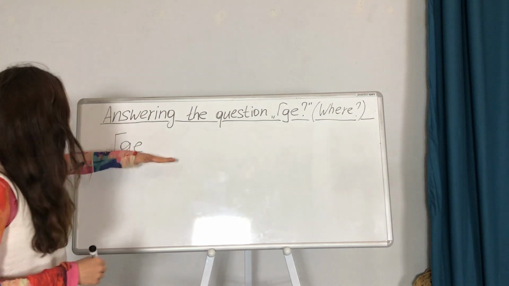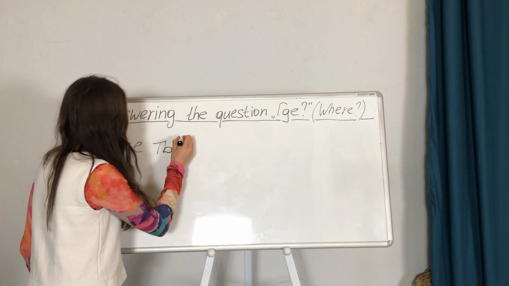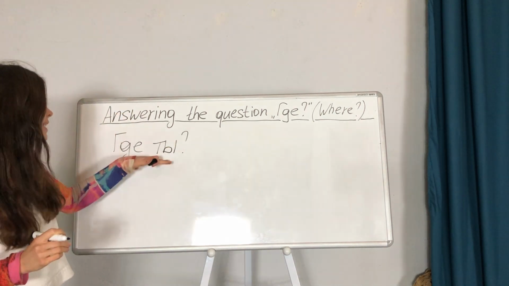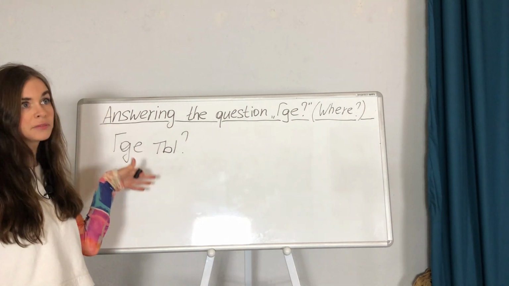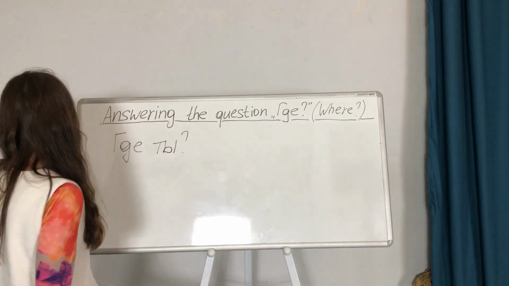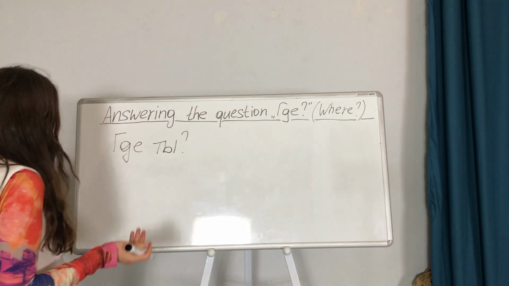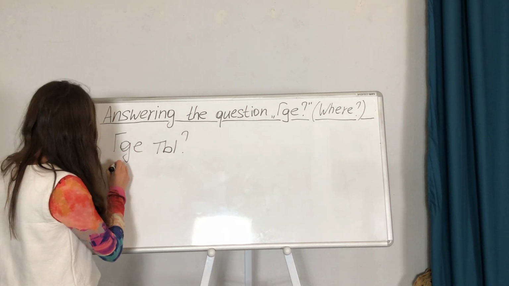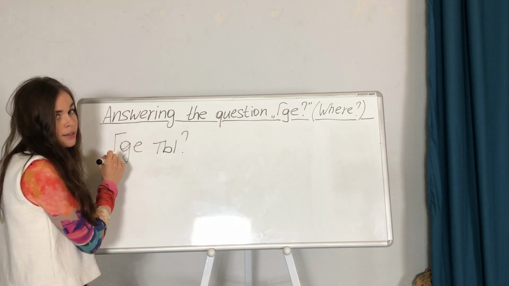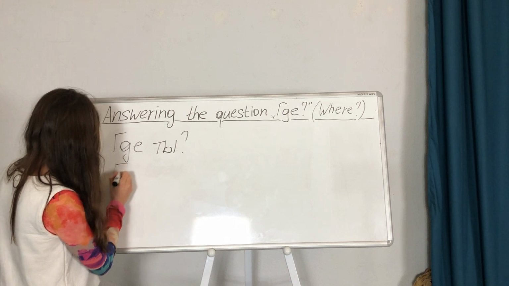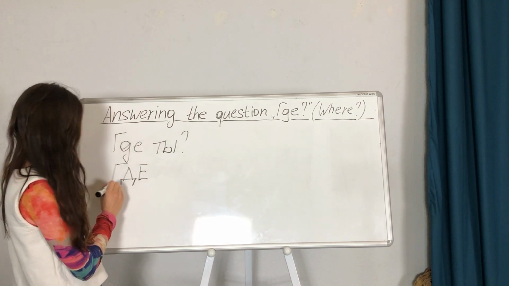To ask where are you, it's very easy. You just put a pronoun after где: где ты, and you are asking where are you. Где ты, где она, где он, где мы, где вы, где я. So где plus any pronoun, and exactly the same with any noun.